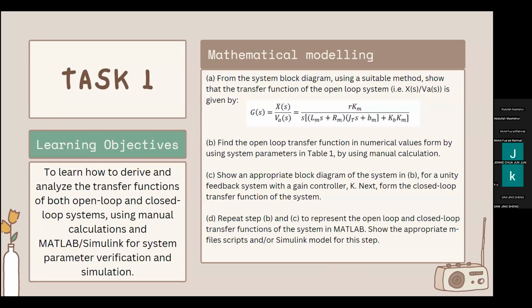Okay, task 1. To start our case study, we start with the mathematical modeling. For the first question, we are given this block diagram and the final equation for this block diagram, and we have been asked to mathematically show the steps of how we got this equation from the block diagram. What is the system type? Sorry, the system is type 1. Okay, proceed faster. Next slide.